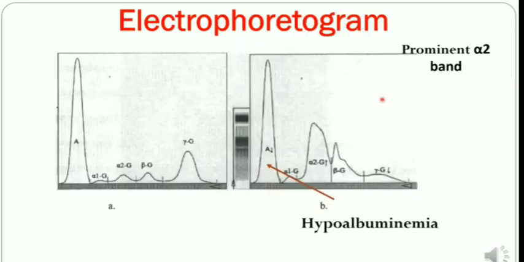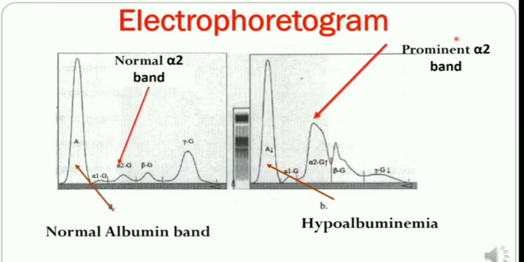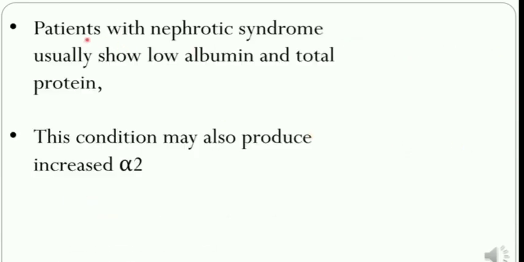This is of nephrotic syndrome. Again you can see that this is a prominent alpha 2 band. Here alpha 2 is much reduced compared to albumin, but since here albumin has reduced, you can see this downward arrow, the alpha 2 globulin has increased to compensate. So in patients with nephrotic syndrome, usually the albumin band will be low and the condition may also produce increased alpha 2.